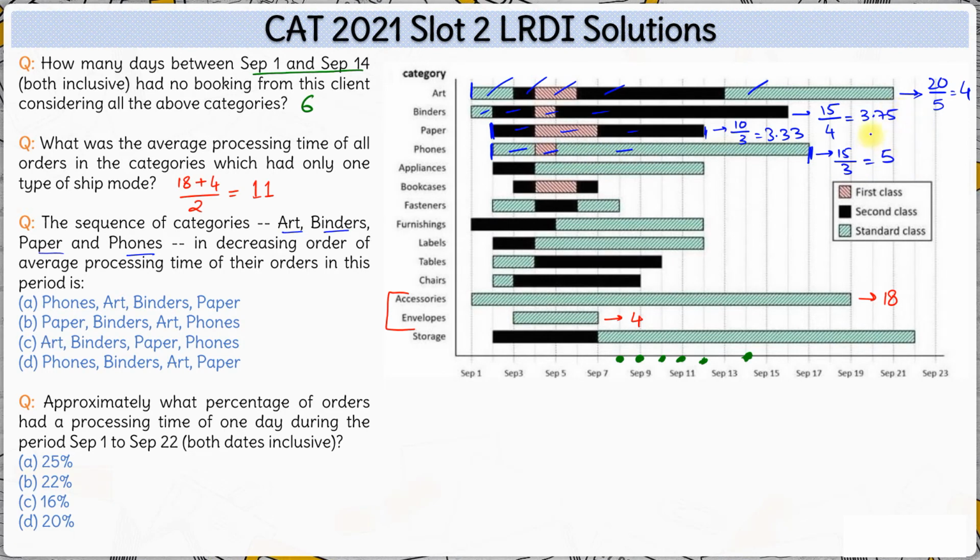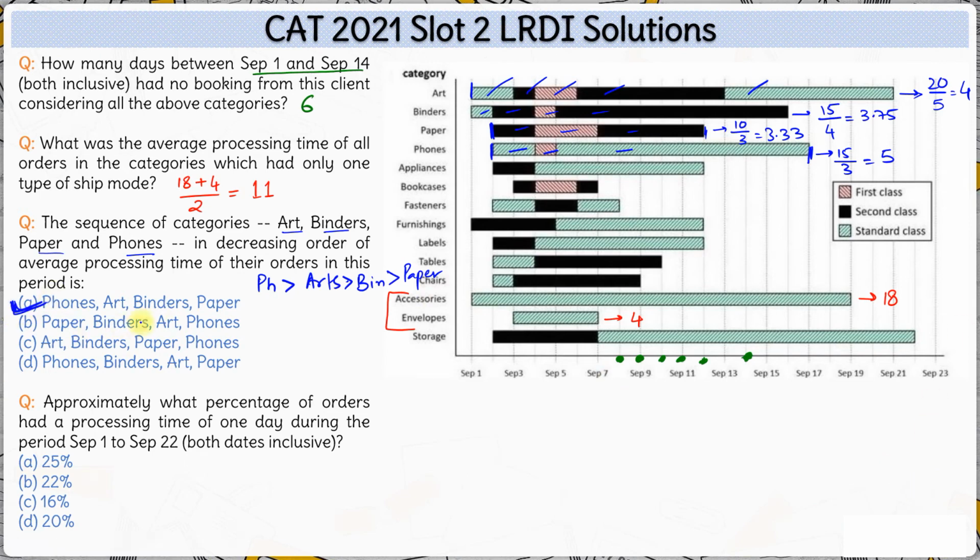Now we have to arrange them in decreasing order. Decreasing order means from highest to lowest. The highest processing time is for phones, which is greater than the next highest, arts. You see there is only one option which has phone and arts in this particular order. Next will be binders, which is 3.75, and the final one will be paper with 3.33. So the correct answer to this question is option A.